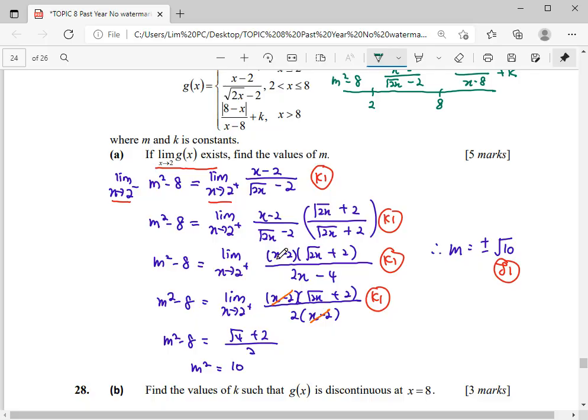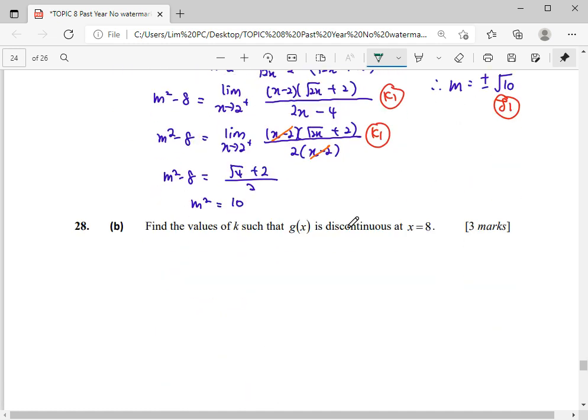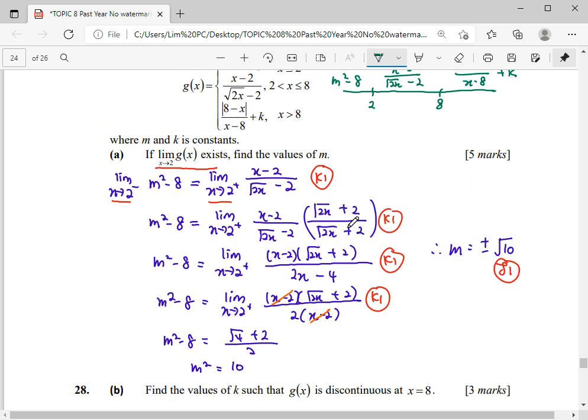For part B, they said find the value of k such that this function is discontinuous. So we want to challenge the part where it cannot be continuous. Discontinuous means not continuous, so the left hand side and right hand side cannot equal to each other. If the limits on the left hand side and right hand side are equal, it might be continuous already. So here they say discontinuous, we don't want to make it equal.